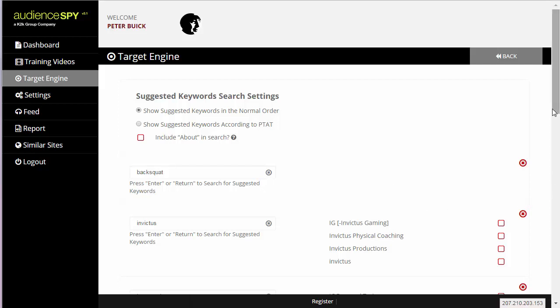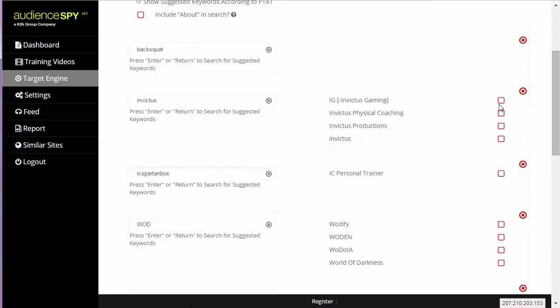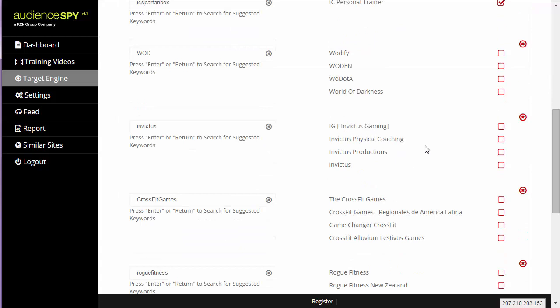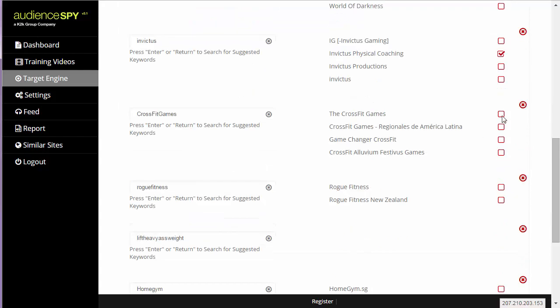And you can see that it's come up on the right hand side here, and again it's expanded the terms out for us. So there's another thing called Invictus Productions, Invictus Physical Coaching. That's another variation of that. IC's a new thing. I don't understand the significance of the WOD thing there. I think we had that above, but anyway. The CrossFit Games have come up. That's foreign, so I won't do that one. That one's interesting. There's a Festivus there. Rogue Fitness I think we already had, to be honest, but we'll put that in.